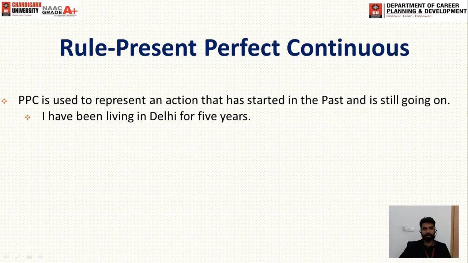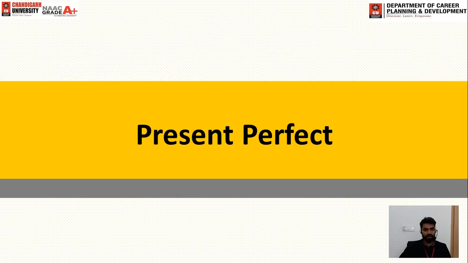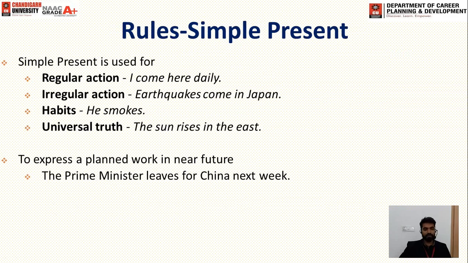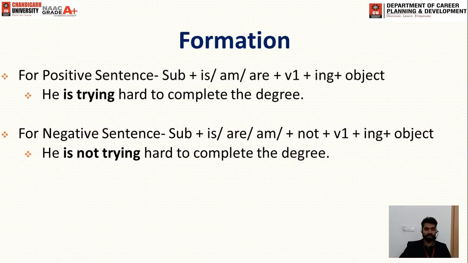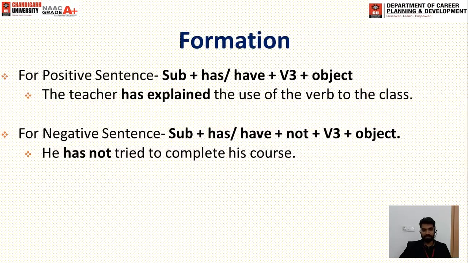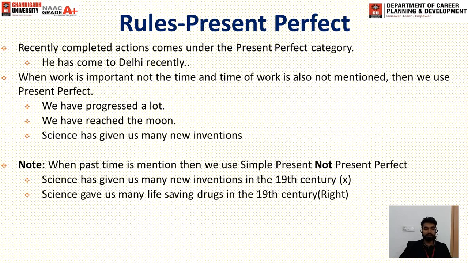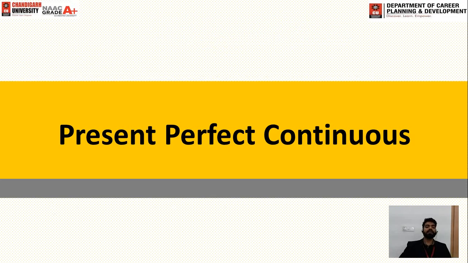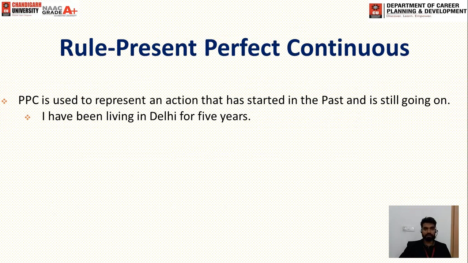Let's have a quick recap of all the rules that we've just done. Your first one was simple present, used for regular and irregular habits and universal truth. Then there is present continuous, the tense used for an action or task that is going on at present. Present perfect is used for a recently completed task, and present perfect continuous is used for a task that has started in the past but is still going on. So I hope you have grasped the meaning and usage of all these 4 tenses in the present category.